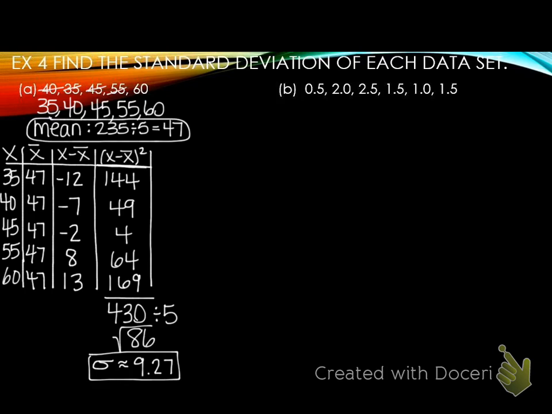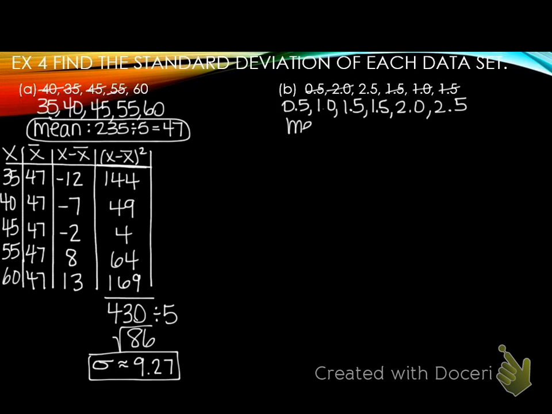All right, now I want you to work with your table on letter B. These numbers in order from least to greatest. What's the smallest number in this list? 0.5. All right, and then we have 1.0. And then we have 1.5 how many times? 1.5 twice. And then we have 2.0 and then we have 2.5.